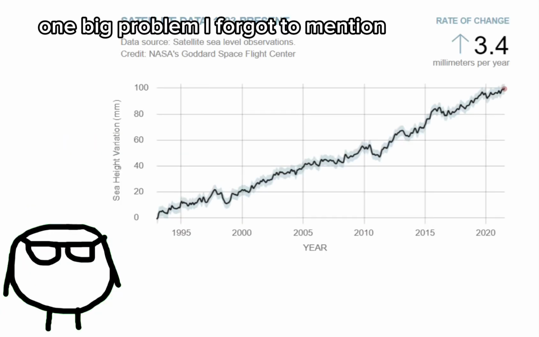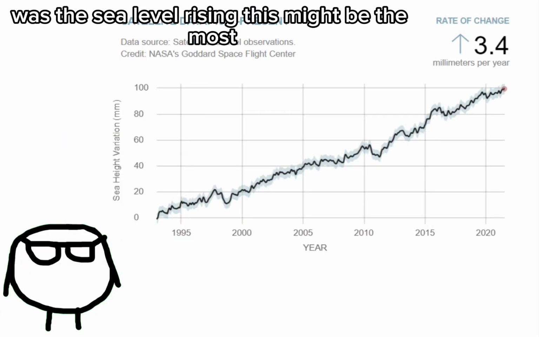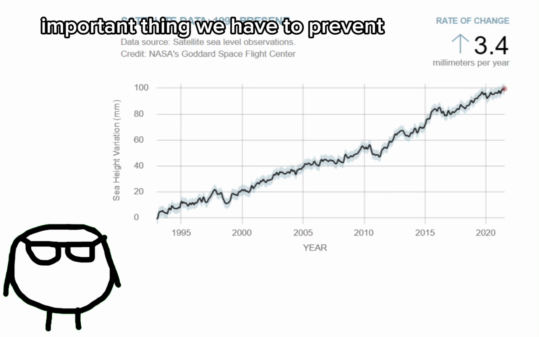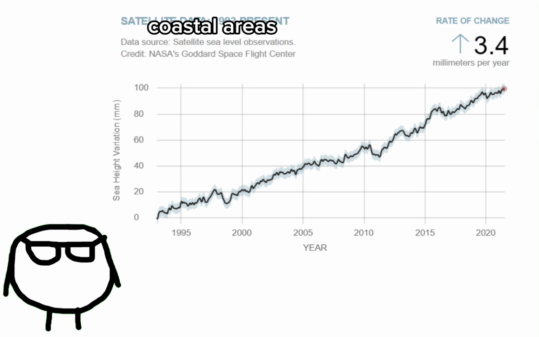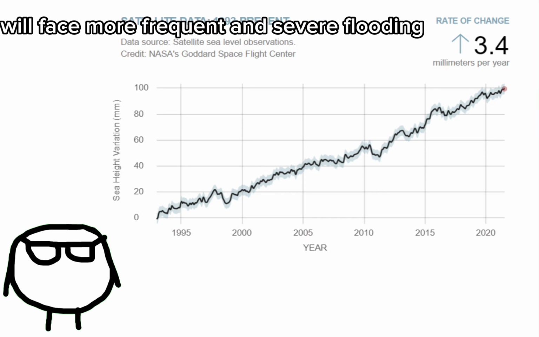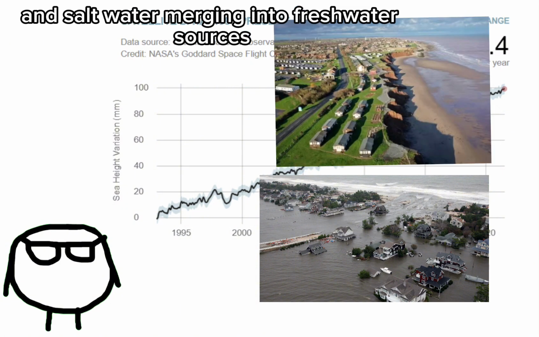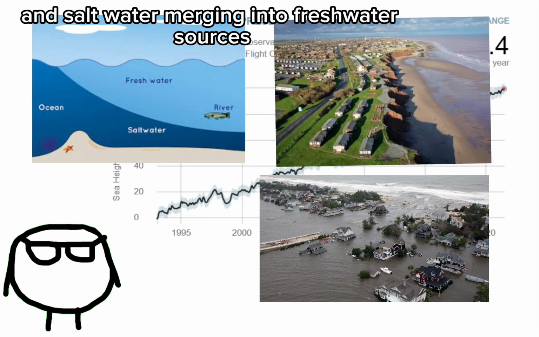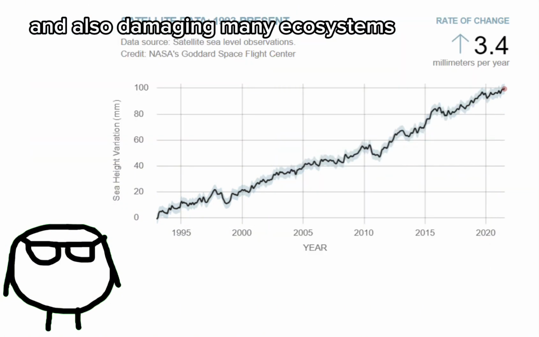One big problem I forgot to mention was the sea level rising. This might be the most important thing we have to prevent, because if the sea level rises, coastal areas will face more frequent and severe flooding, coastal erosion, and salt water merging into freshwater sources and also damaging many ecosystems.